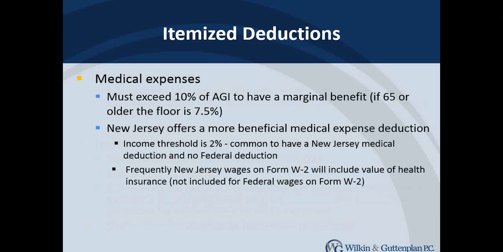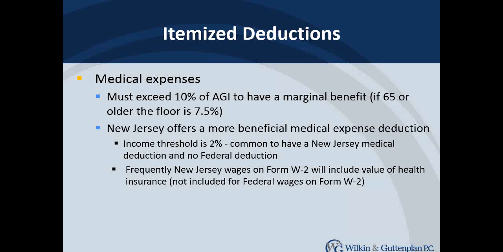Okay, so next we'll talk about medical expenses. This is the first area that we are going to see a floor provision come into play. And so our medical expenses need to exceed 10% of AGI in order to have a benefit. And what that means is that we take our AGI, our adjusted gross income, we multiply it by 10%. Only the amounts that exceed that 10% will be deductible. Anything that's under that threshold does not go anywhere.